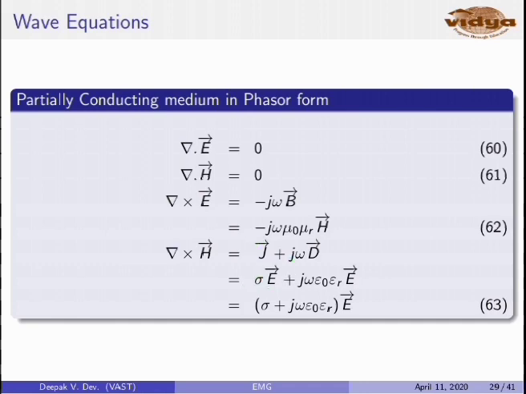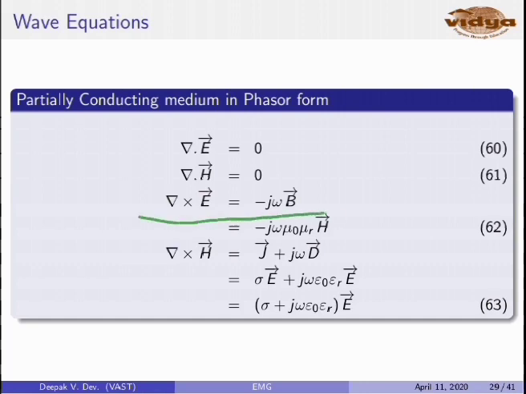It is the continuity equation, and you can substitute D as epsilon 0 epsilon r E. Then we can take the electric field outside and it becomes equation 63. Thus equations 60 to 63 represent Maxwell's equations in phasor form for partially conducting media. Now, for obtaining the wave equation, we will follow similar steps as in the previous derivation.